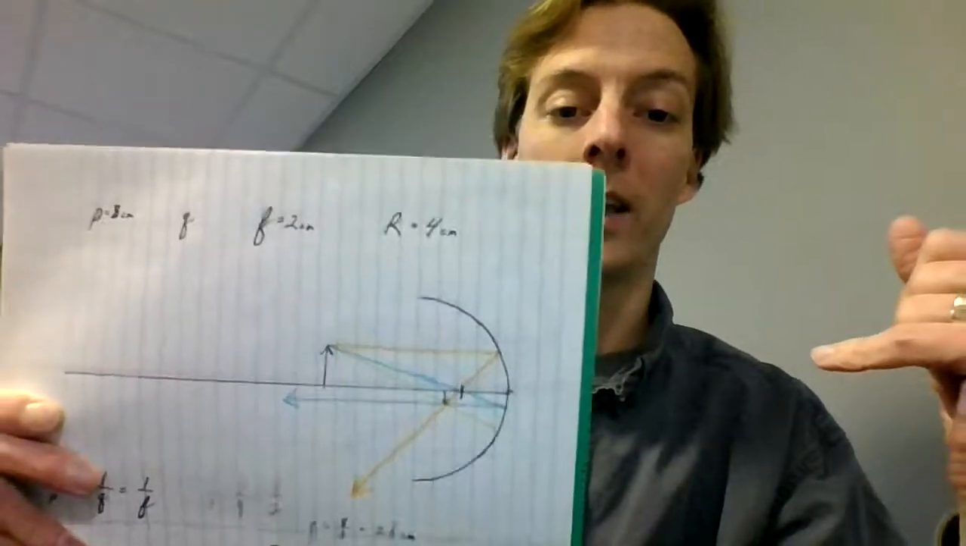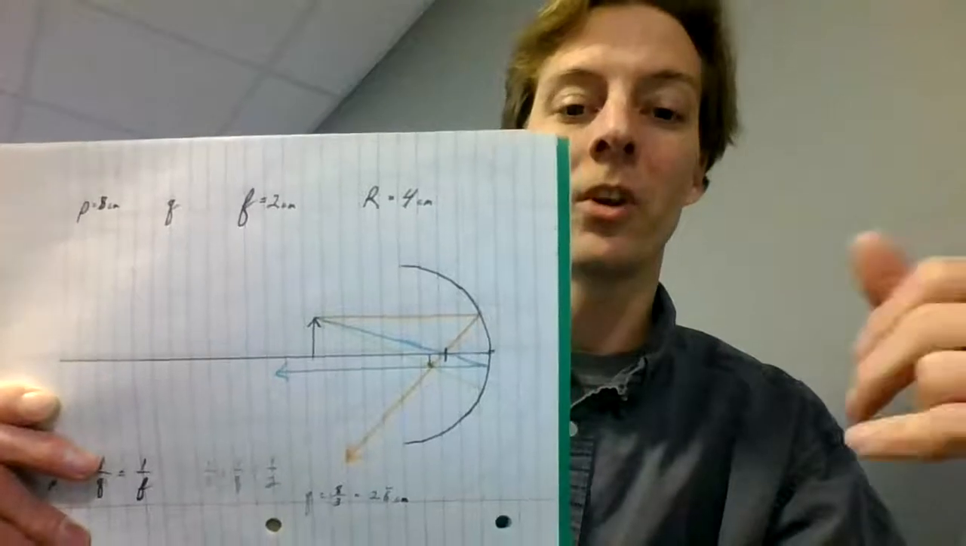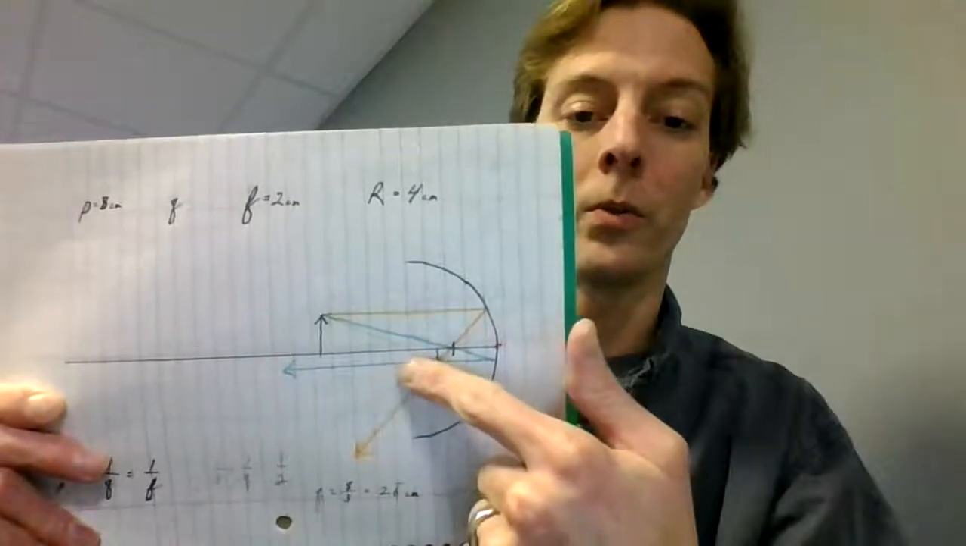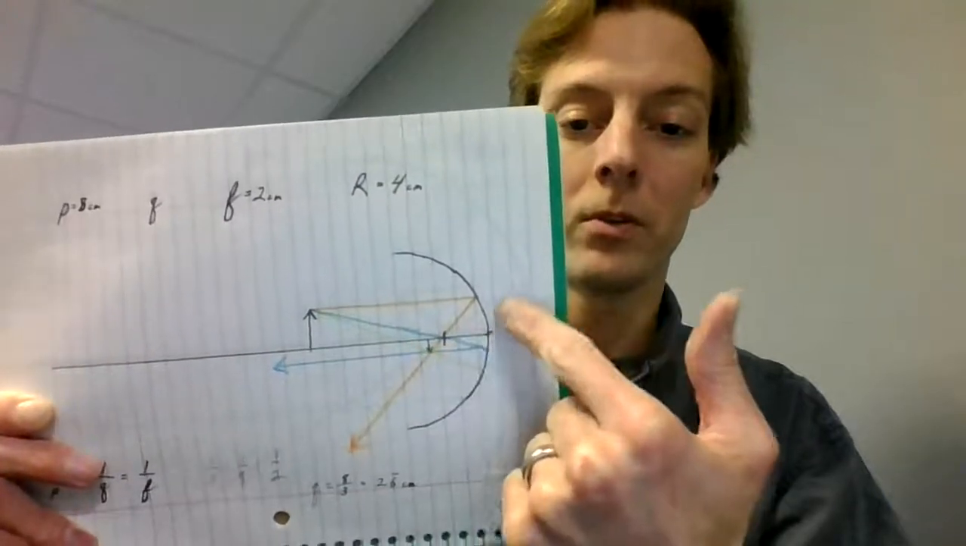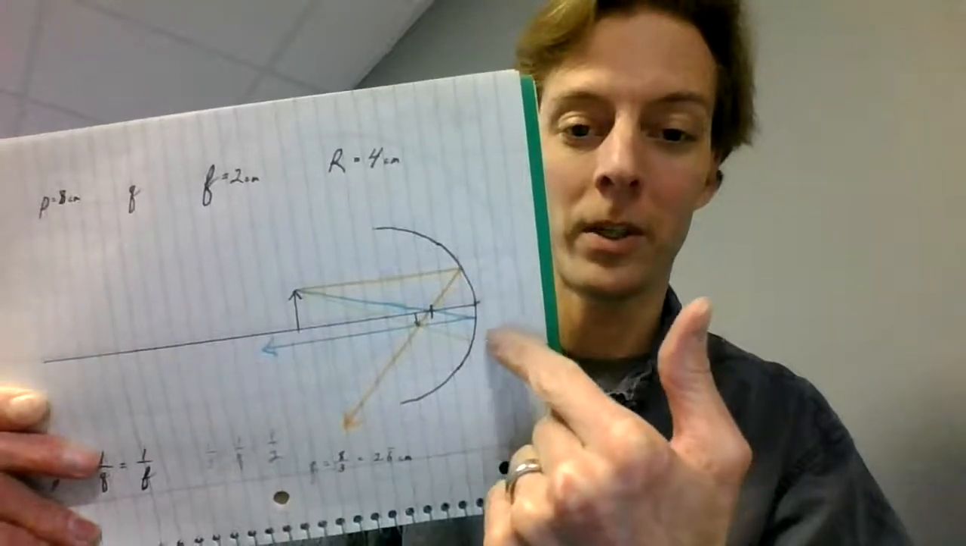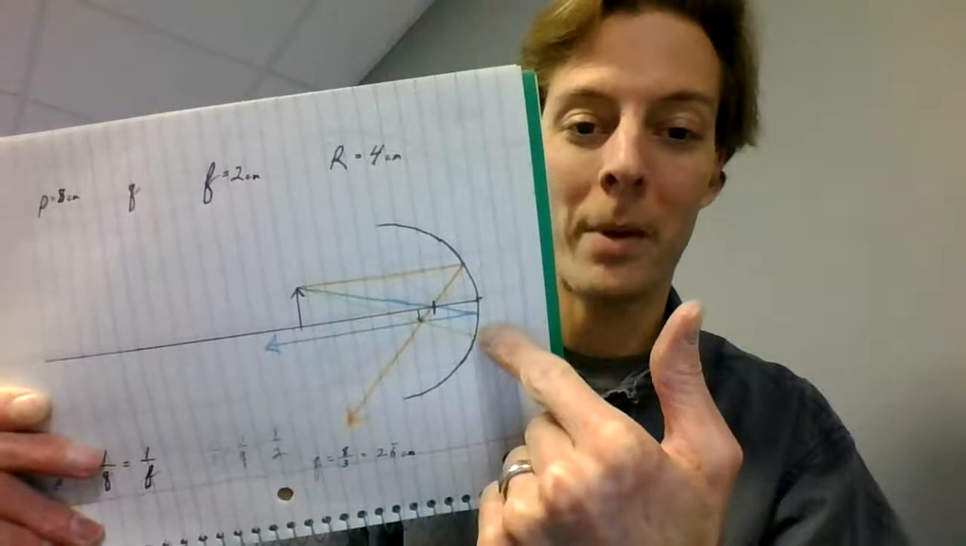Third line is the yellow highlight, which is tough to see on this, center to center. It goes straight through the midpoint, hits the mirror right there, and goes right back.